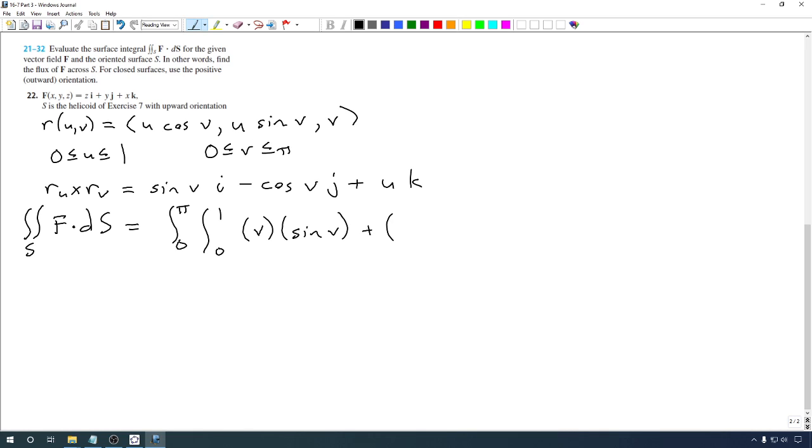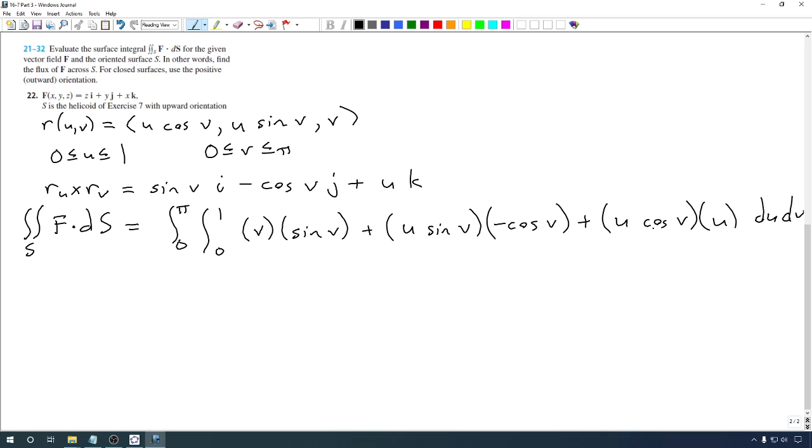Then we have y as our second component of F, so u sine v. That's multiplied by the negative cosine v of ru cross rv. Then we have x, which is u cosine v for our third component. And that's going to be multiplied by the third component of ru cross rv, which is u. And then we had du because of the 0 to 1, and then dv for the 0 to pi.